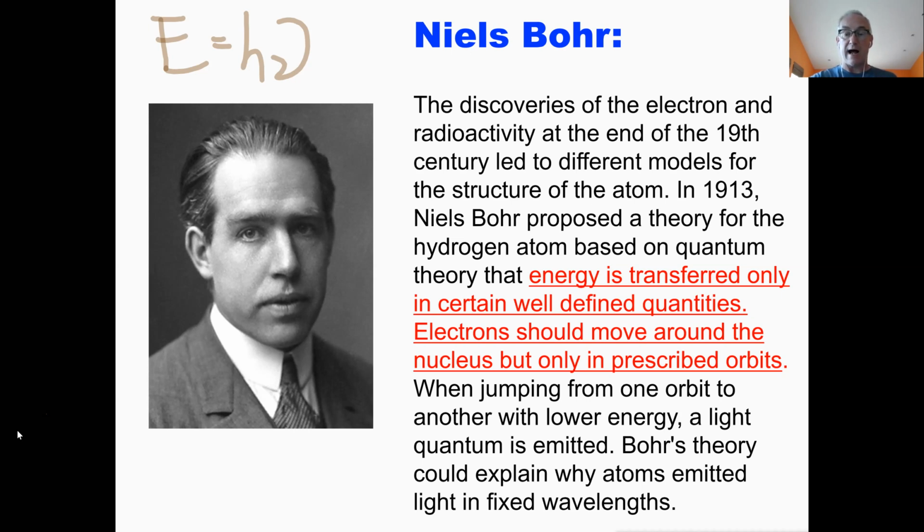It explained why atoms emitted light in fixed wavelengths, because they go from one fixed place to another. They move from 4 to 3, they move from 4 to 2, they move from 6 down to 1. And the further they fall, the more energy they give off, a different color. It's like, oh man, Niels, you're the man. And of course, he got the Nobel Prize in physics, and he's a national hero in Denmark.